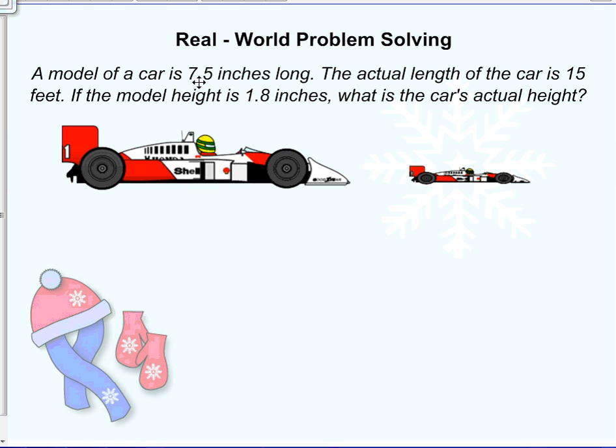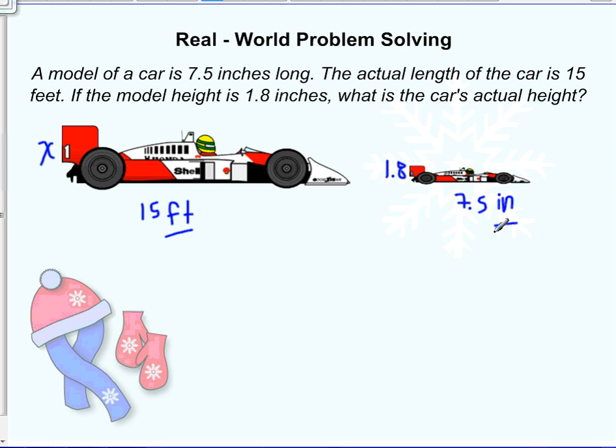A model of a car is 7.5 inches long. The actual length of a car is 15 feet. The model height is 1.8. What is the car's actual height? All right, so I know my model car, which is my smaller one right here, is 7.5 inches. This guy over here is 15 feet. The height of my model car is 1.8 inches, and I need to figure out how tall my actual car is.